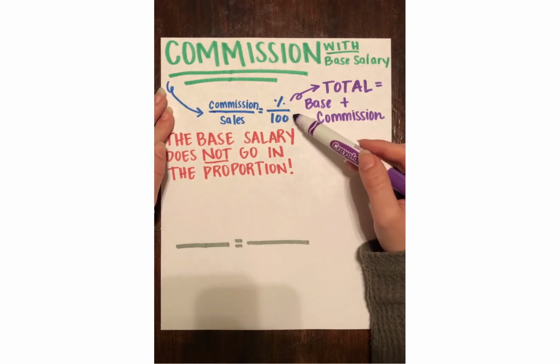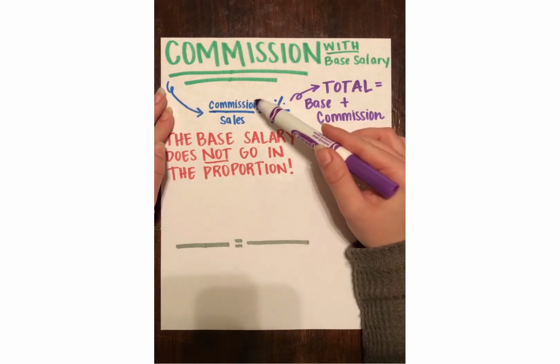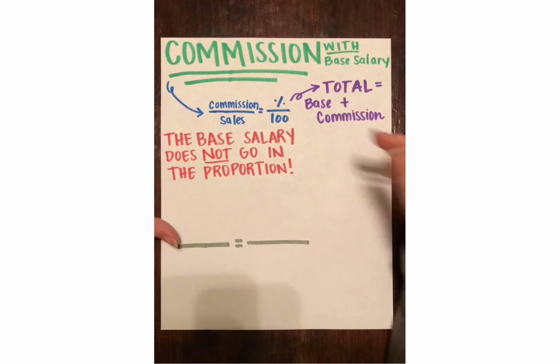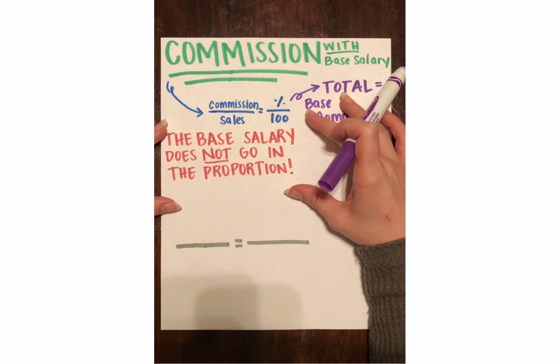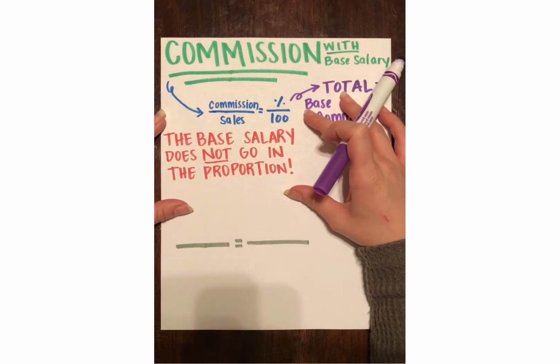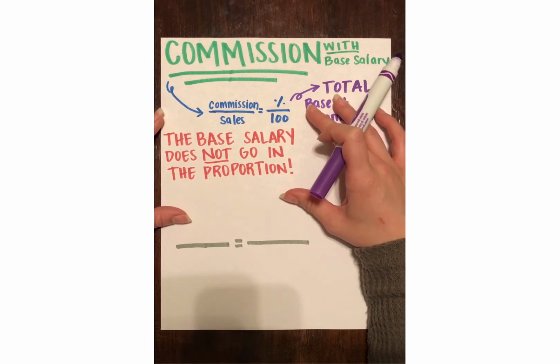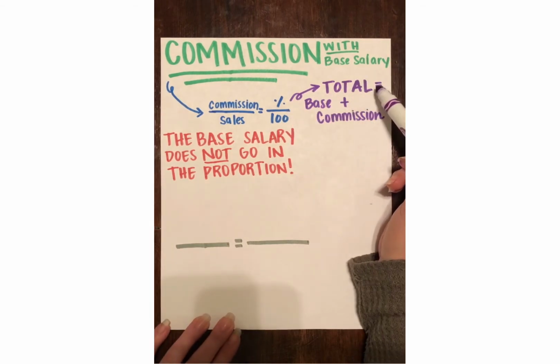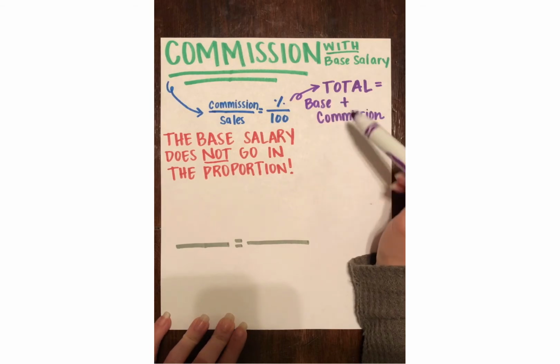Here we have the proportion we're going to set up. Commission over sales equals percent over 100. I wrote this in big giant capital letters because it is so incredibly important. The base salary does not go in the proportion. I think I have stomped this at you guys so much that I hope you remember. All right, and then our total salary is going to equal the base plus commission.